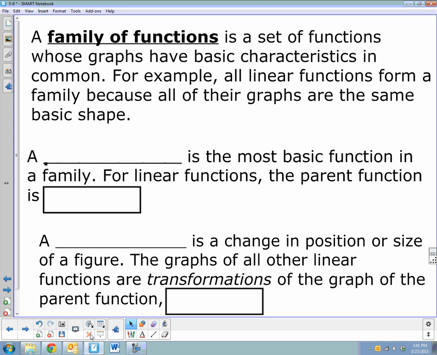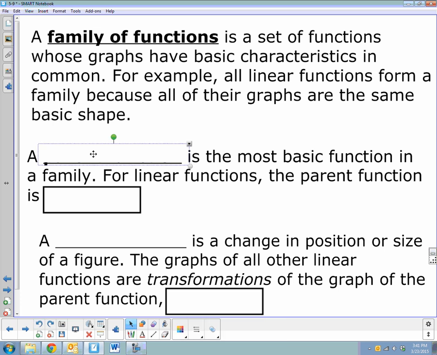It's a family. A family of functions is a set of functions that all start from a very basic starting point, a basic characteristic. And so we've got linear functions. They're all kind of this family because they're all straight lines and they're not curvy. You could have a curvy line. A quadratic family would be a U-shaped one. You've got all sorts of different families.